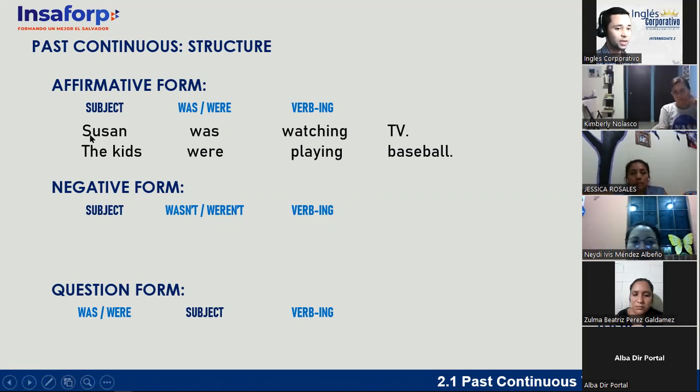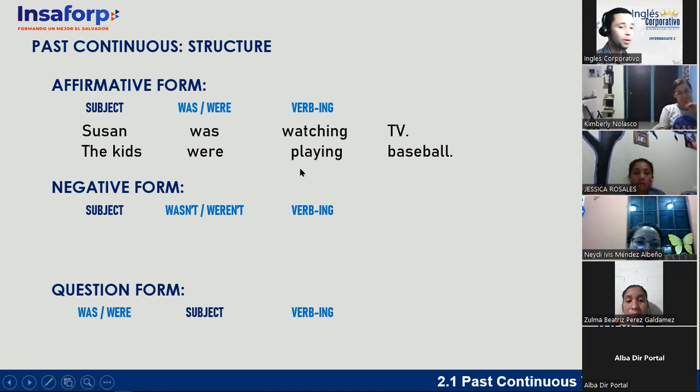So you say, for example, Susan was watching TV. Why do we say Susan was? Because Susan is a lady. So it's like she was watching TV. Okay. The kids were playing baseball. Why do we say the kids were? Because the kids is the equivalent of they. They were playing baseball. So you have to use was or were plus the verb in ing.